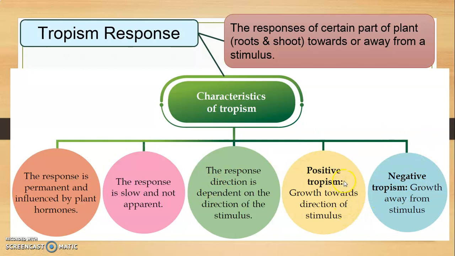In tropisms, there are 2 types. Positive tropism, which refers to growth towards the direction of the stimulus, and negative tropism, which is growth away from the stimulus. Negative, growth away from the stimulus. Positive, towards the stimulus.